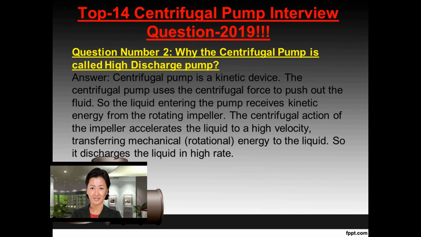Question number 2. Why is the centrifugal pump called a high discharge pump? Answer. Centrifugal pump is a kinetic device. The centrifugal pump uses centrifugal force to push out the fluid. So the liquid entering the pump receives kinetic energy from the rotating impeller. The centrifugal action of the impeller accelerates the liquid to a high velocity, transferring mechanical, rotational energy to the liquid. So it discharges the liquid at a high rate.